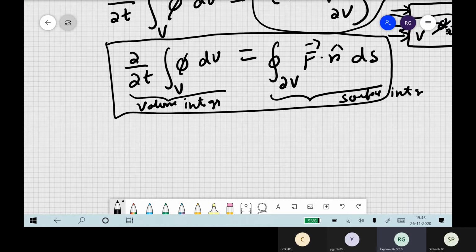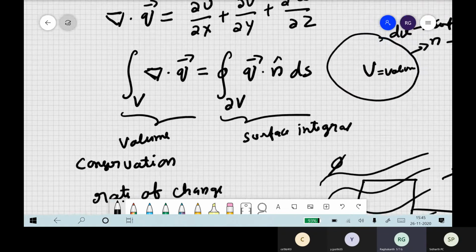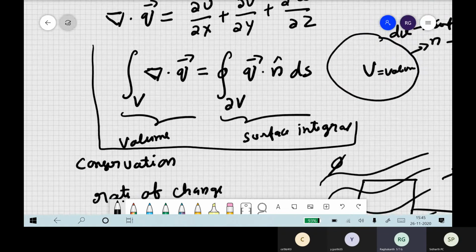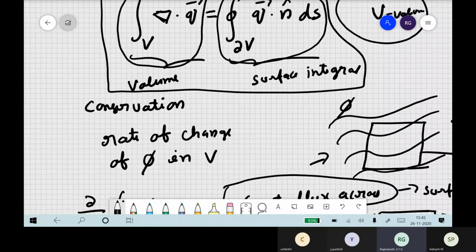As I already told you, in the Gauss divergence theorem you have a volume integral and a surface integral. The physical meaning of the Gauss divergence theorem is essentially our conservation law. This quantity tells you the rate of change of Q in that volume, whereas this depends on how much is incoming and how much is outgoing. So the conservation laws themselves you can express in terms of the Gauss divergence theorem.